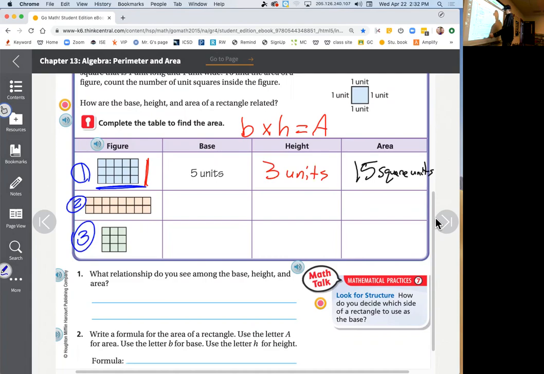Okay, look at number 2. What is our base? 1, 2, 3, 4, 5, 6, 7, 8. We've got 8 units. For height, we've got 2 units. Look at our formula, base times height. So 8 times 2 is 16 units squared. So you could write it both ways.